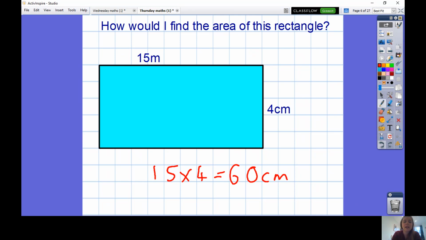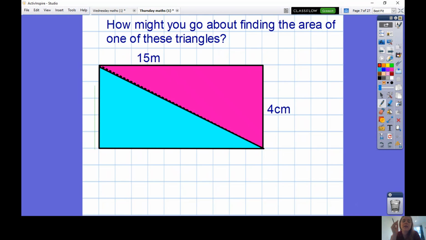So to find the area of a rectangle, you're multiplying the width or the base times the length or the height. These words are interchangeable in terms of the base, the width, the height, the length, but you're doing the bottom times the top. So if I know how to find the area of this rectangle, how might I go about finding the area of just this triangle?